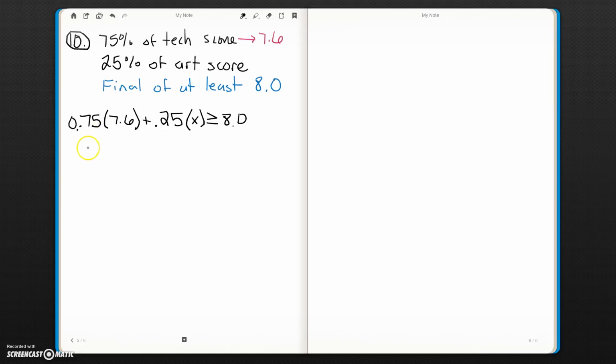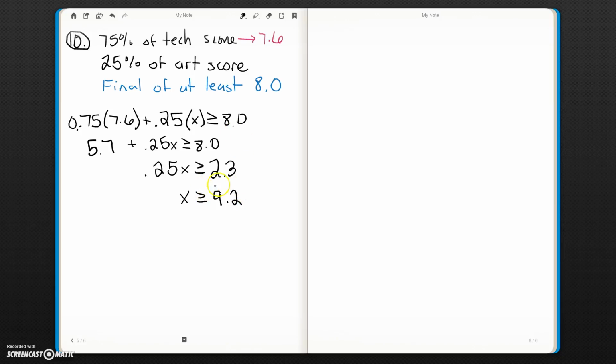Okay, so we need to start doing some calculations here. So 0.75 times 7.6 comes out to about 5.7, plus 0.25x is greater than or equal to 8.0. And now we need to subtract 5.7 from both sides. You get 2.3. And then divide both sides by 0.25. And when you do that, you end up with 9.2.